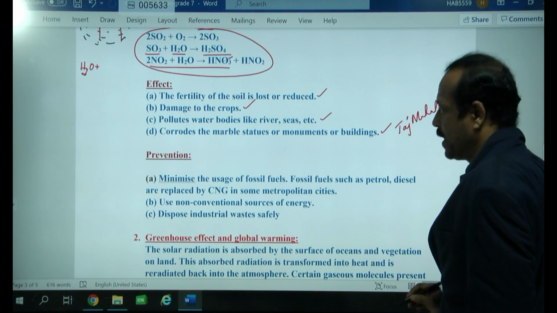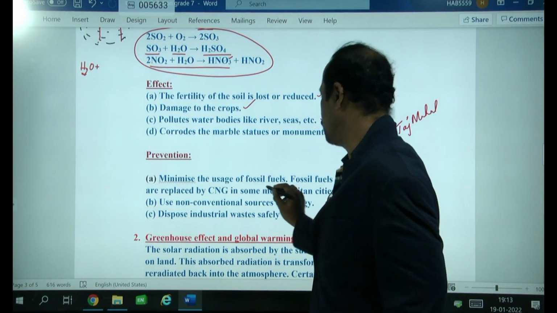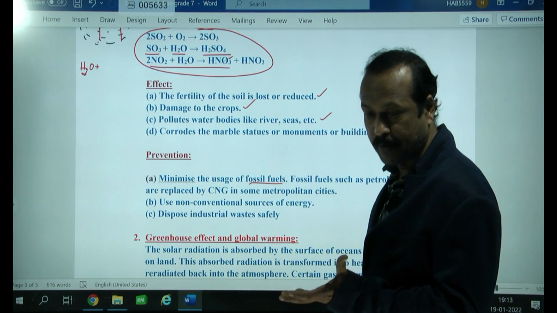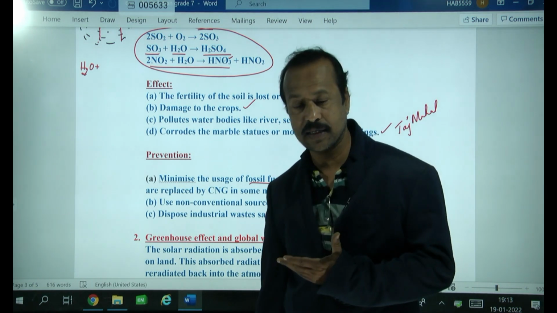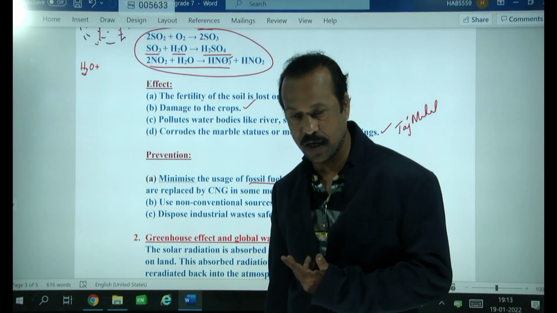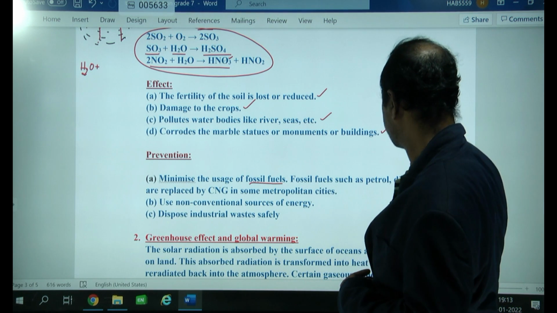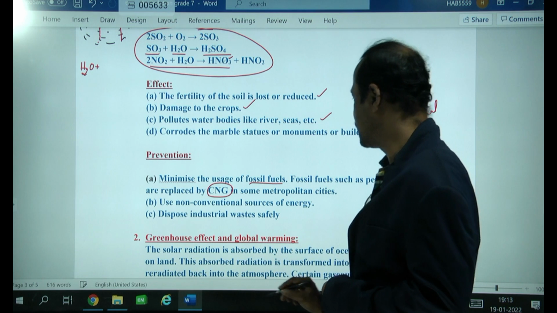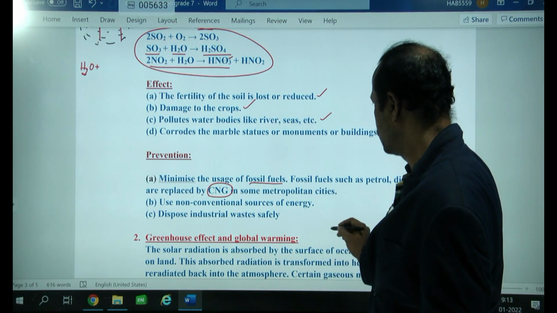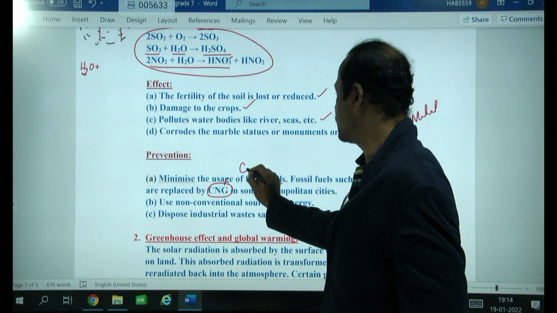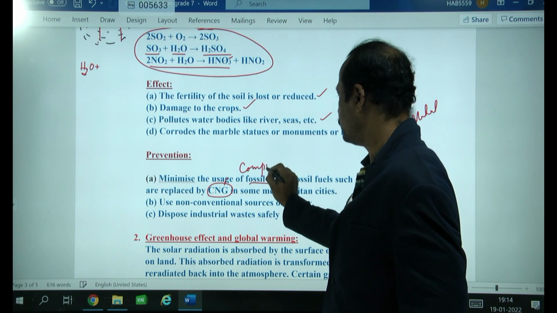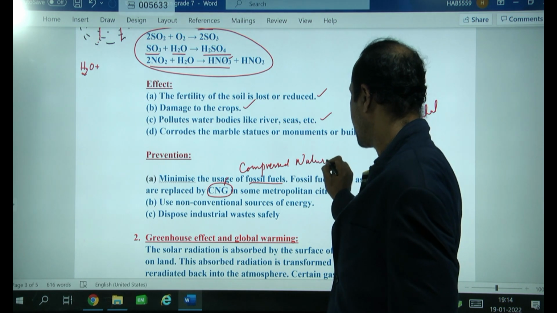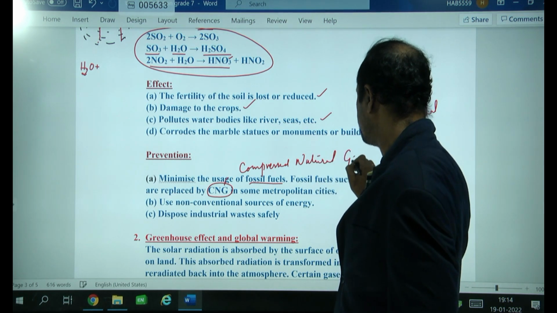Now, how can we prevent this? Minimize the usage of fossil fuels. Reduce the fossil fuels. Nowadays you see electric vehicles are coming. Some other sources you can use. And fossil fuels such as petrol and diesel are replaced by CNG. What is meant by CNG? CNG means compressed natural gas.